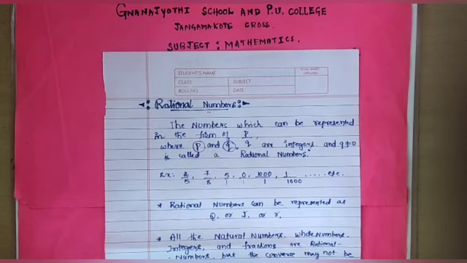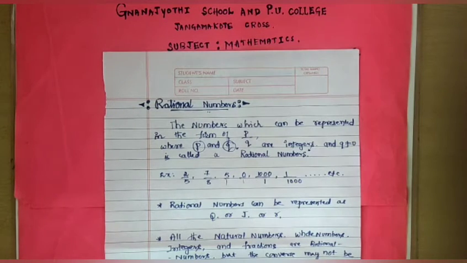In the previous class we discussed playing with numbers, different types of numbers, letters and digits, generalized form of numbers and divisibility rules, right? Yes, so next we have the second chapter, that is rational numbers.